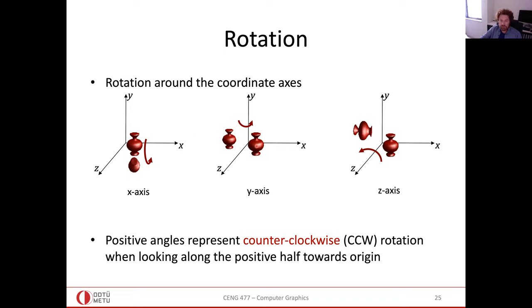Similarly, for y-axis rotation, y's are the same heights, but x and z can change. And for z-axis rotation, the z, the depth values will be the same. The other x and y are likely to change.